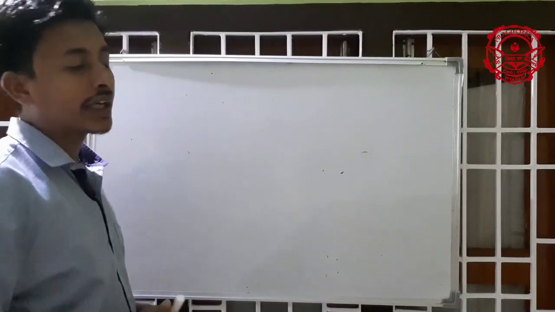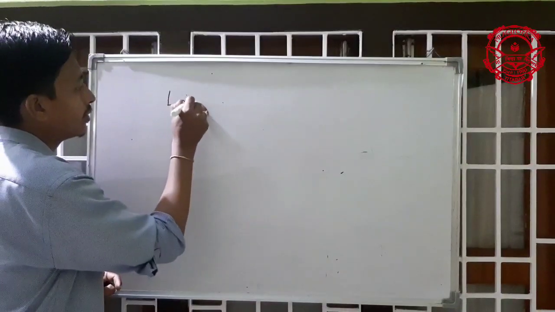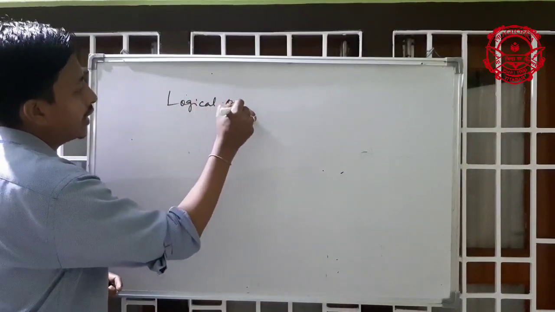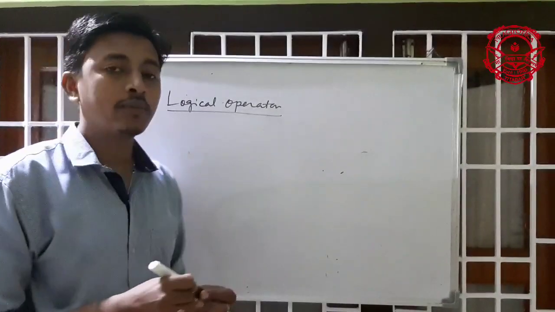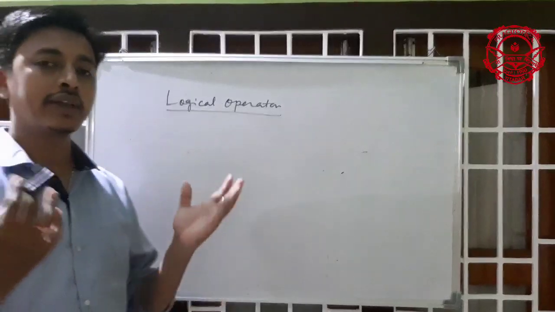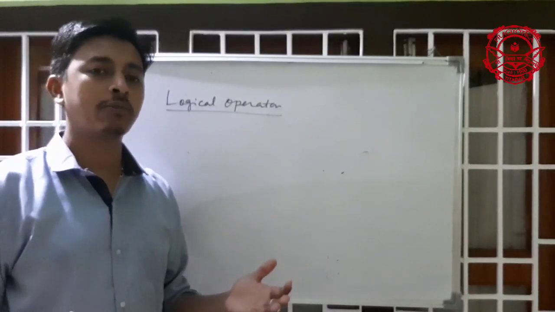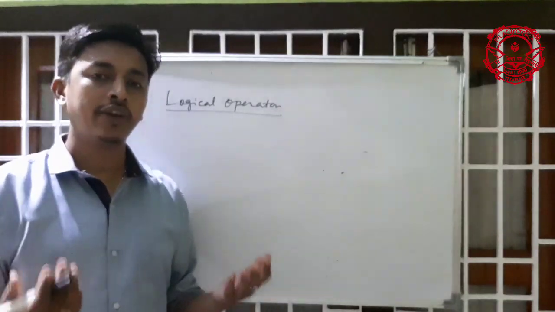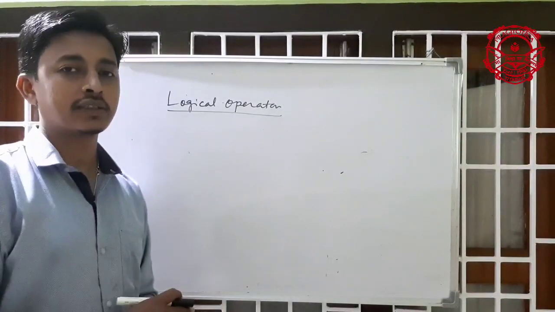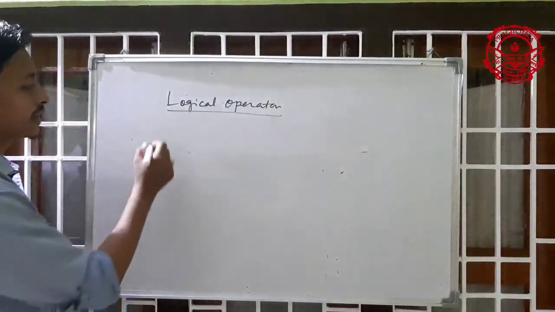Logical operator. In Boolean algebra, logical operator is very important. With the help of logical operator, we can create the Boolean value or Boolean statements. There are three types of logical operator.